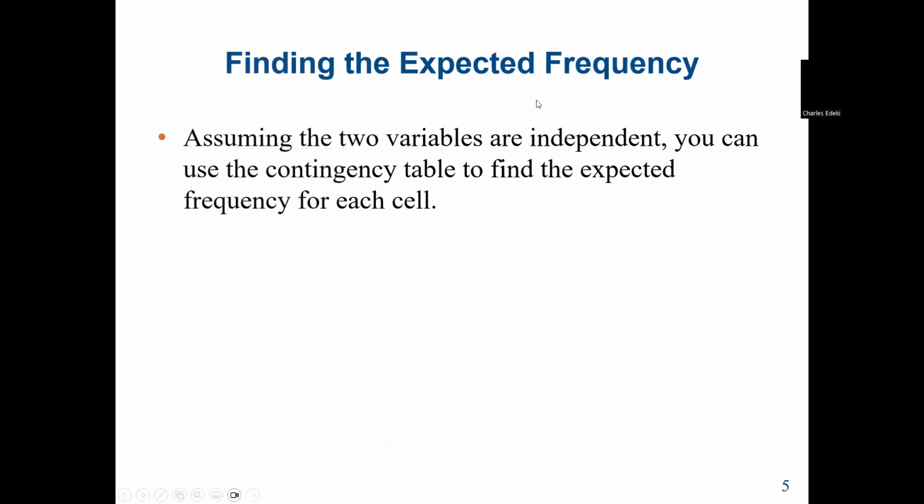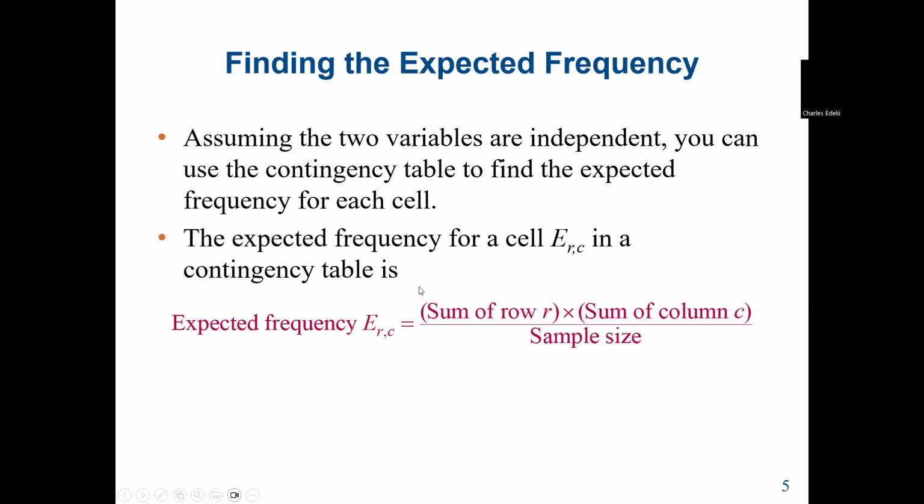So finding the expected frequency, first of all, we should assume that the two variables are independent. In this case, we have the size of a company and also the age. You can use the contingency table to find the expected frequency for each cell. To find it, we use the formula: the sum of row R times the sum of column C divided by the sample size. In our previous table, the number of CEOs is 550, so that will be the sample size.